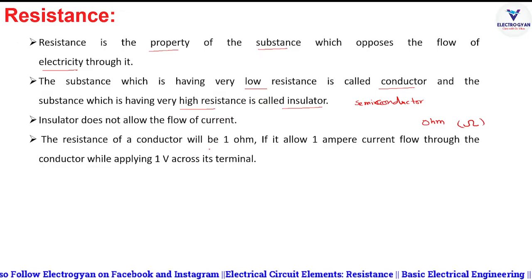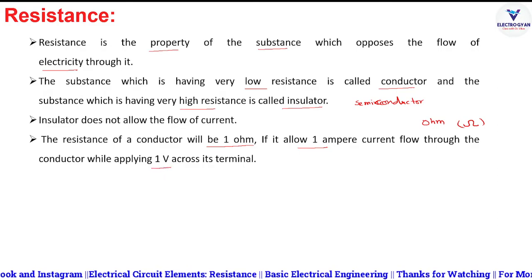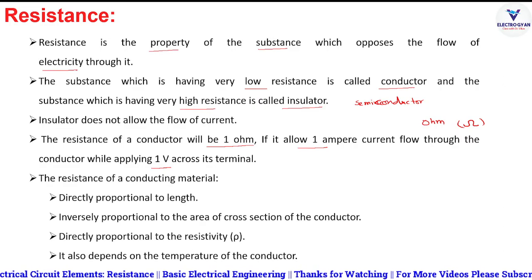If we have to say that a conductor has a resistance of 1 ohm, then we can say so only if that conductor allows 1 ampere of current when 1 volt is applied across that conductor. In other words, if any conductor allows 1 ampere current on application of 1 volt, it means that conductor has a resistance of 1 ohm.